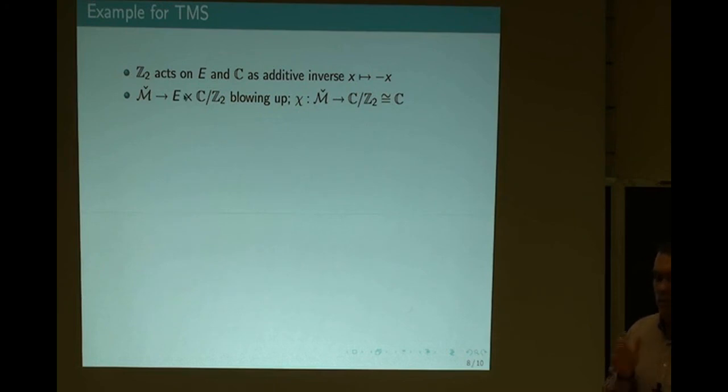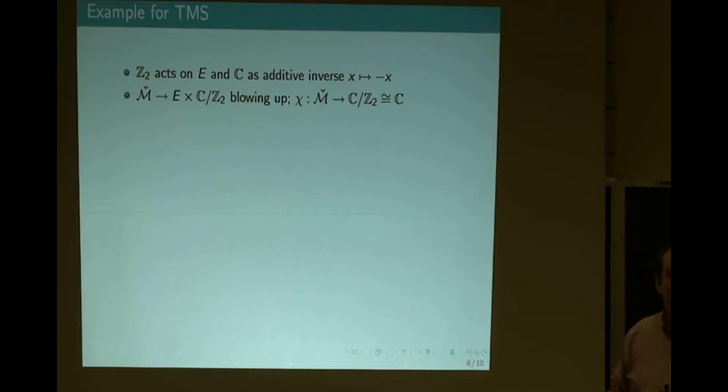In the generic fiber, you will just see a copy of E, and over 0, we divided E by the Z2 action. It's going to be a P1 with 4 orbifold points. We blew up those 4 points, and that's exactly the source of this configuration of the 4 hat P1s.